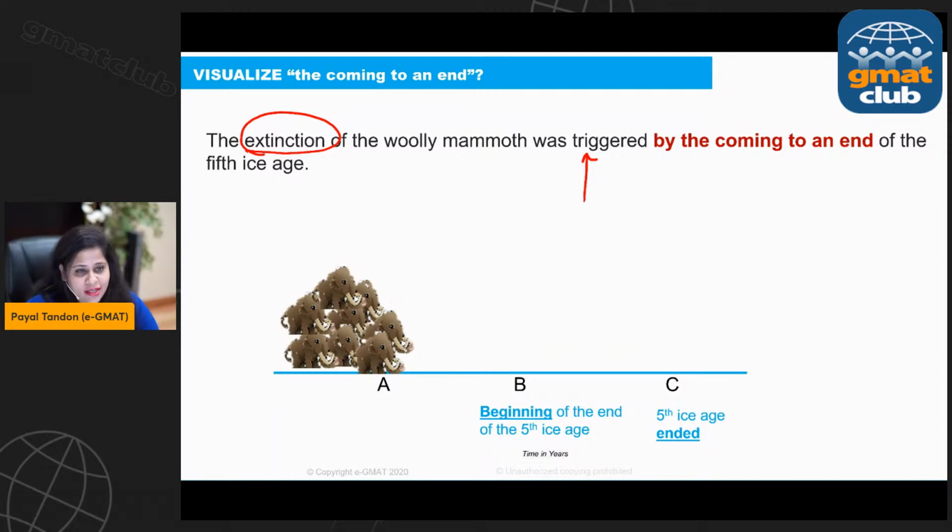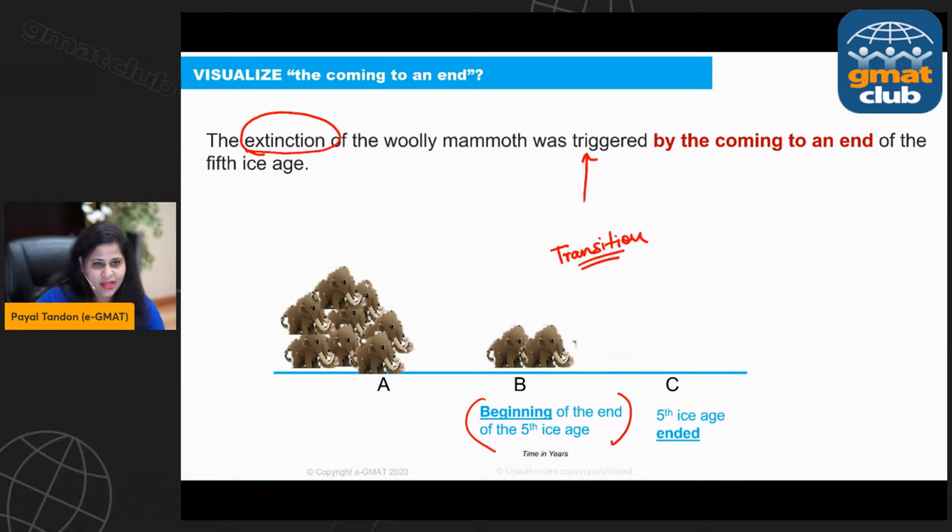Triggered by the coming to an end of the fifth ice age, which means that when this transition of the ice age ending started to happen, that's when the woolly mammoth started to become extinct. So from, let's say right now there are about 10 over here, it came down gradually, it started to come down, but that end started to happen when the ice age started to end, right? That is how you visualize the coming to an end part.